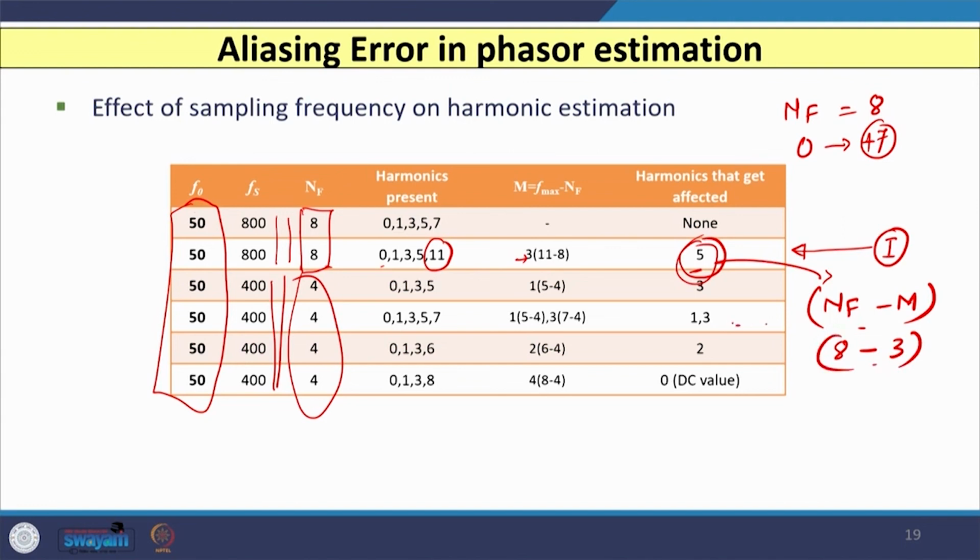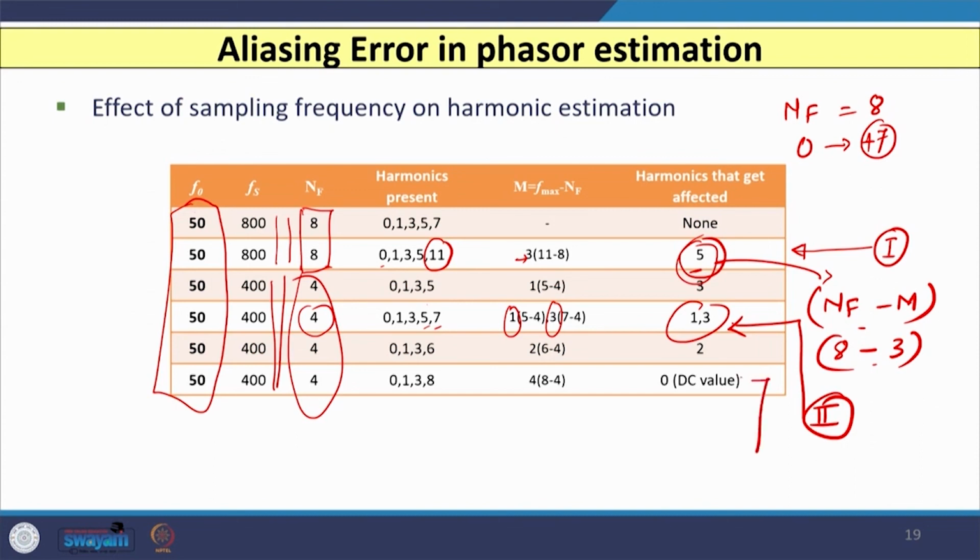Similarly, let us consider the other case, where the harmonics present are 5th, 7th, 3rd, 1st and DC value, and NF is 4. As the value of NF is 4, it can estimate only from 0 to the 3rd harmonic, but here the 5th and 7th are also present. Because of the 5th and 7th, 5 minus 4 gives the 1st, and 7 minus 4 gives the 3rd. This means when you estimate the 1st and 3rd harmonics, both phasor values are affected because of the presence of the 5th and 7th harmonics.